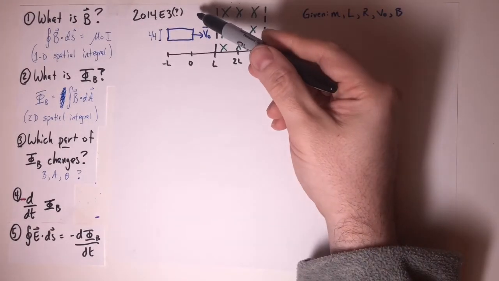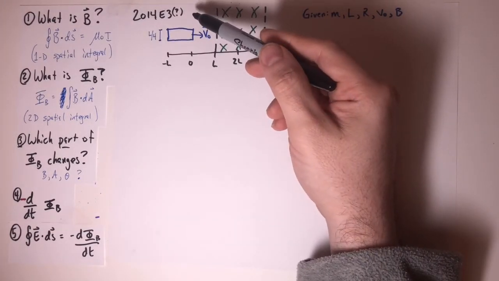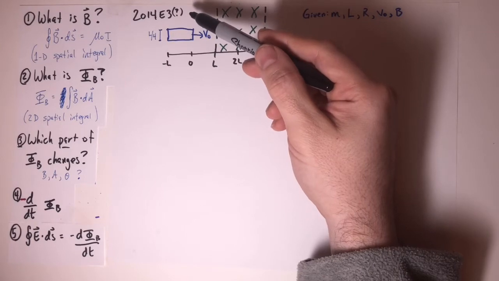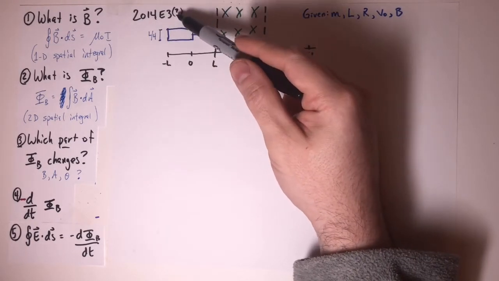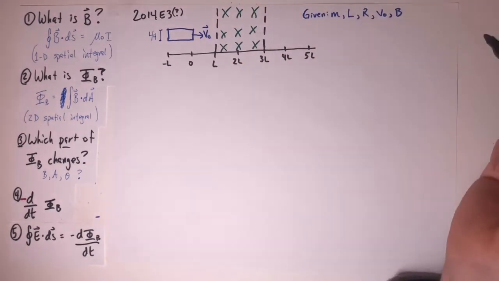All right, this one I think is a quick, fairly straightforward, easy one from the same packet that the other problems came from. This is from 2014. I think it's E3, but I forgot to write that down, so I don't know.